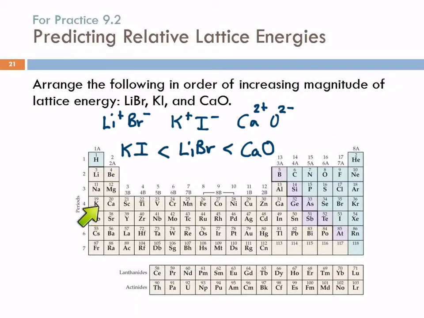Potassium and calcium are similar in size. Oxygen is going to be smaller than the bromide and the iodide. And so the size here is probably going to kind of offset in comparing these two, the sizes are probably going to be kind of similar. So that would be the order. Wasn't the best explanation. Any questions?